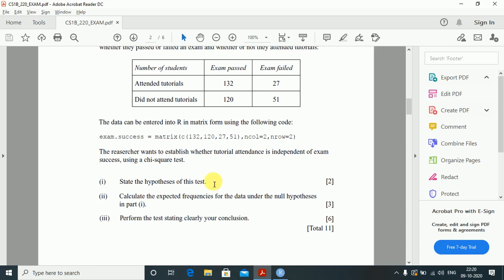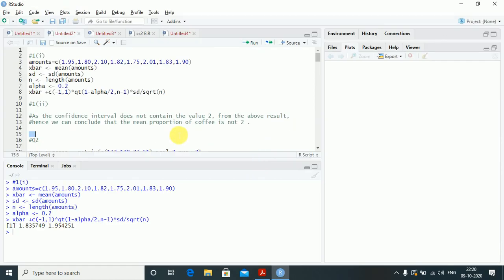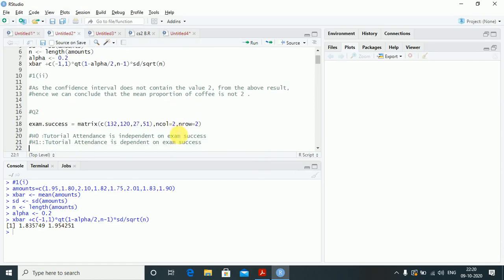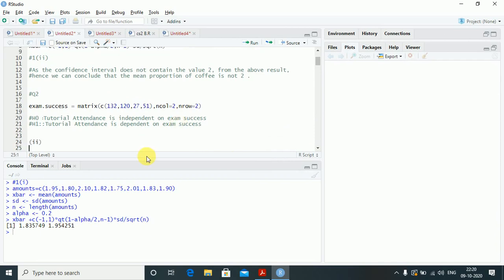The researcher wants to establish whether tutorial attendance is independent of exam success using a chi-square test. So we are using a chi-square test, and we state the hypothesis of this test. This is direct. H0 is tutorial attendance is independent of exam success and H1 is tutorial attendance is dependent on exam success. So this is a very direct part.